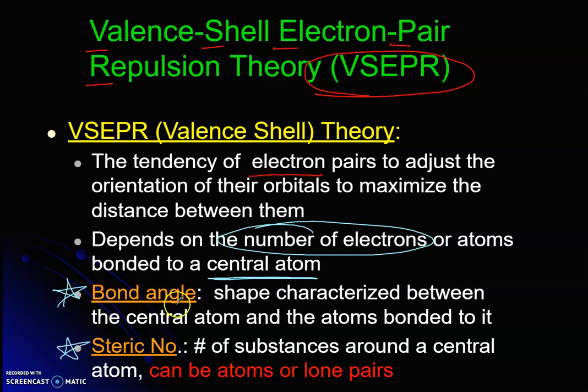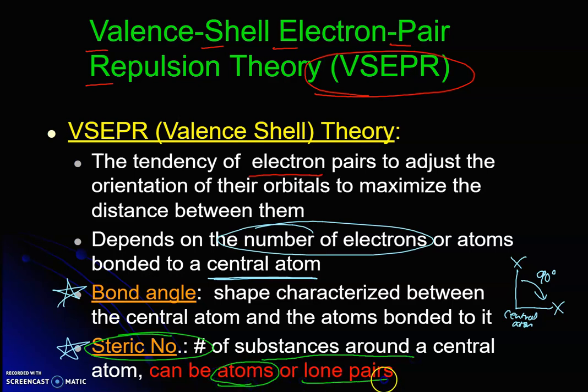Bond angle, which is the angle of the bond. So this would be the central atom, and this would be one thing bonded to it and another. So this would be about a 90-degree angle. And then this term right here, you should star, circle, highlight: steric number. It's the number of substances around the central atom. It can be a bond or a lone pair, and most people forget that it could be a lone pair. So definitely star that as well.